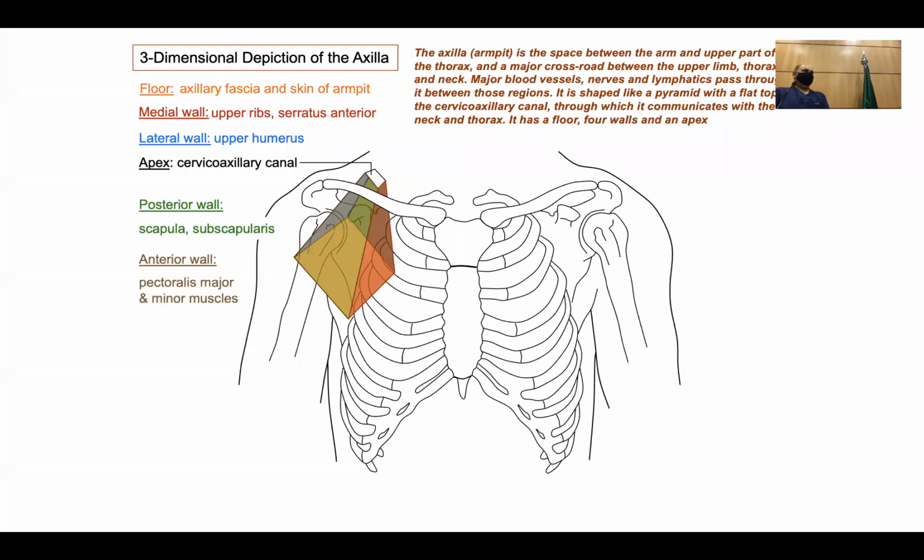So these are the ingredients of my axilla. Broadly speaking, my axilla has an anterior wall and a posterior wall, a lateral wall and a medial wall, an apex and a base. Are we clear? Okay, now let's see what happens.